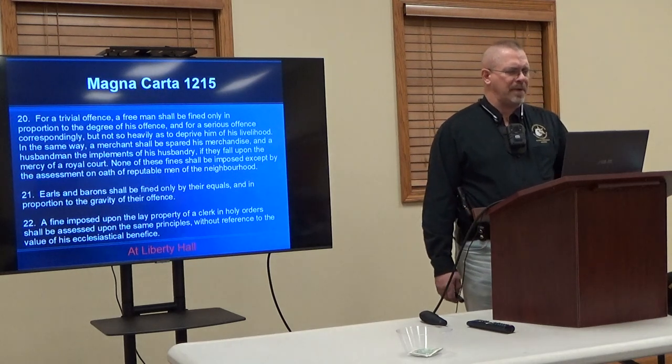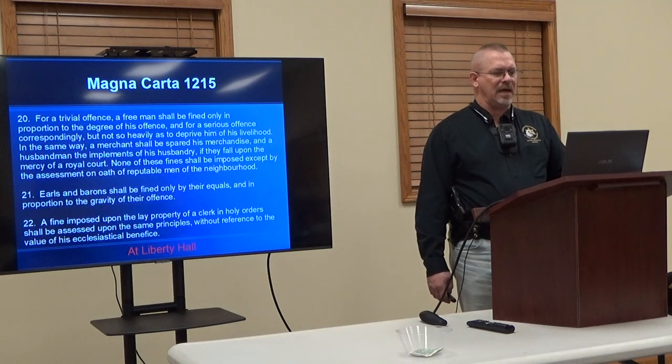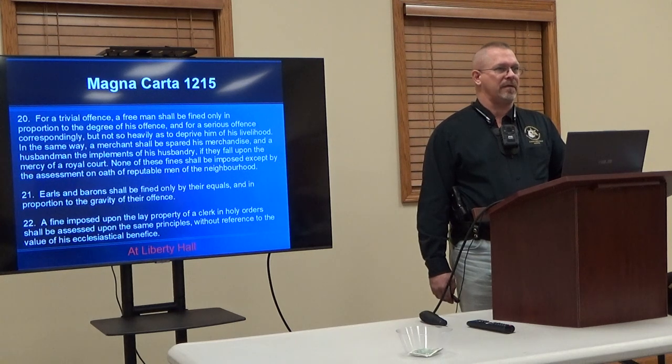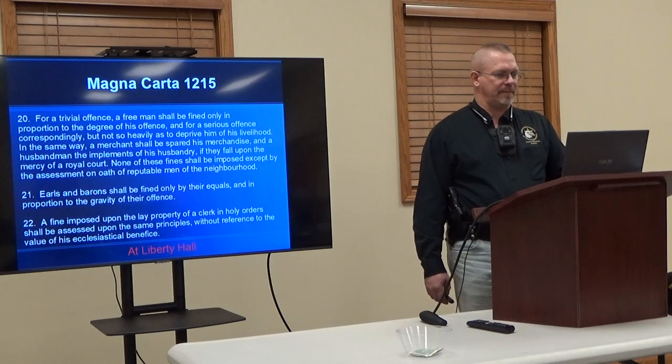21. Earls and barons shall be fined only by their equals and in proportion to the gravity of their offense. Again, a jury of your peers. If you're a baron, you should sit before barons. If you're a commoner, you should sit before commoners. It should not be mixed.